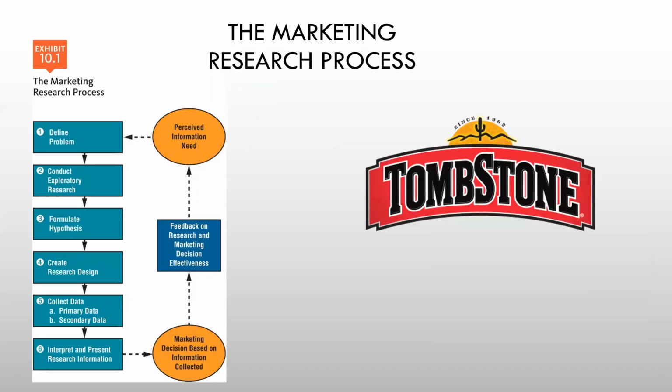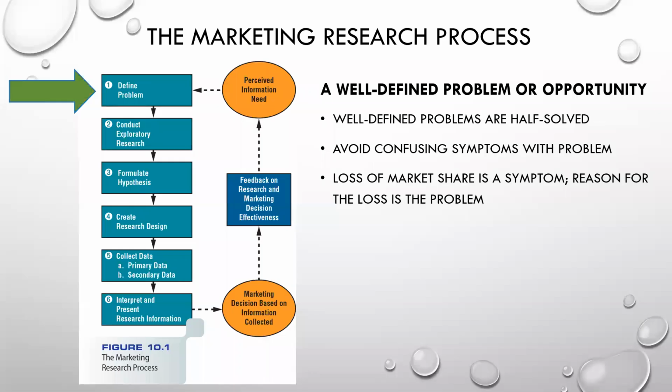Here are the 6 steps, and in this example, we're going to use Tombstone frozen pizza. First step is knowing what your problem is. A well-defined problem permits the researchers to focus on getting the exact information that they need, but it's harder than it seems. Clearly defining the question that needs to be answered is difficult, and that has to be set first before moving on with the rest of the research.